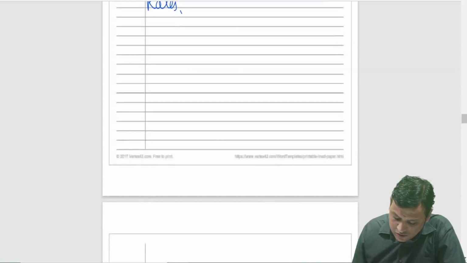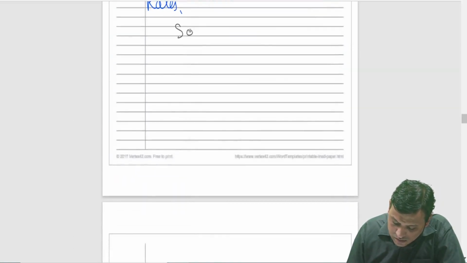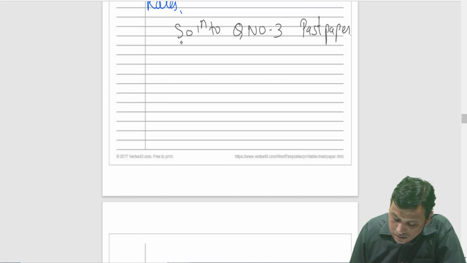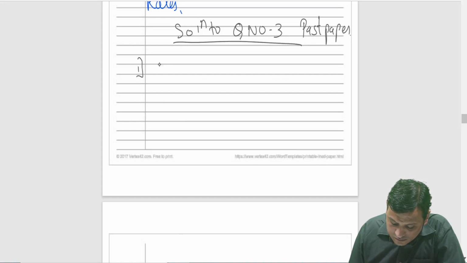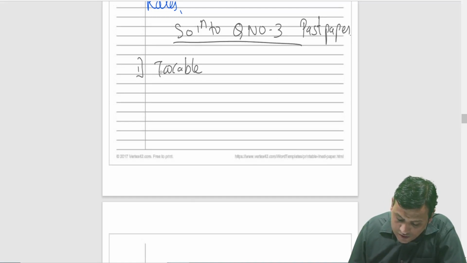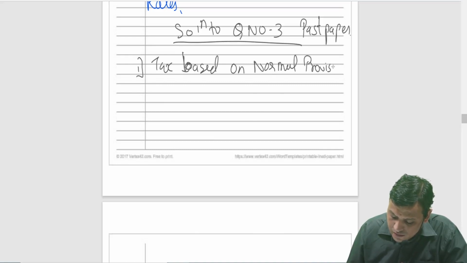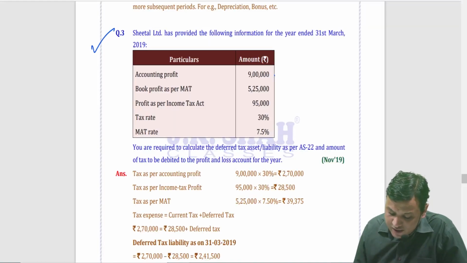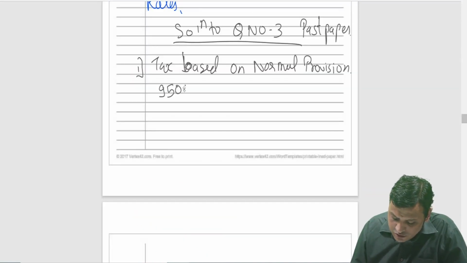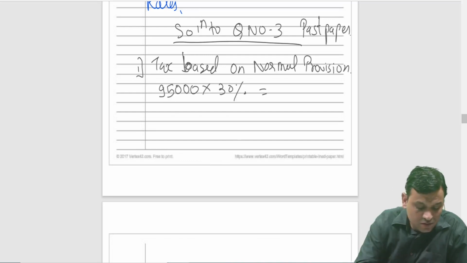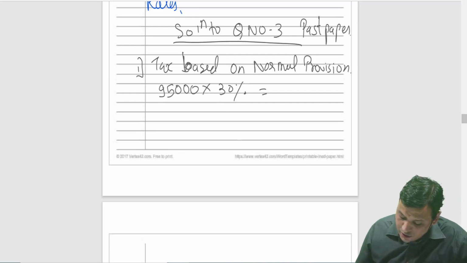Now see friends, first of all, what is my tax based on normal provisions? Normal income tax provision. What will be the tax based on normal income tax provision? Your accounting profit 9 lakh is to be ignored. So it will be 95,000 and my tax rate is 30%. So 95,000 into 30%, my friends, I'm getting 28,500.